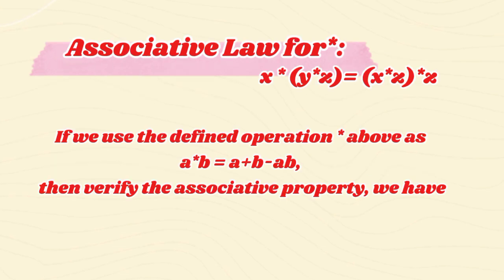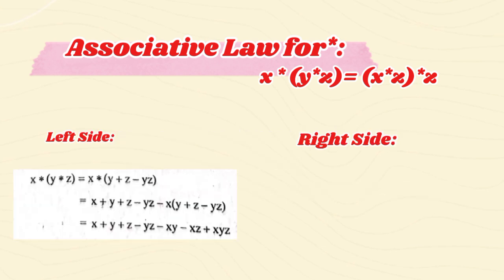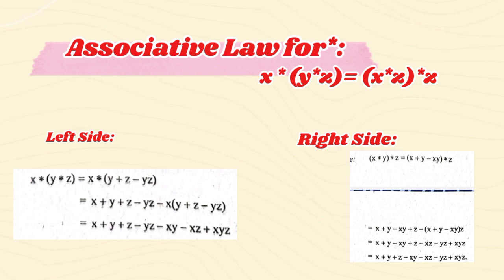The second one is the associative law for the symbol. We use the definition A times B is equal to A plus B minus AB. Then to verify the associative law, we compare the left side and right side.